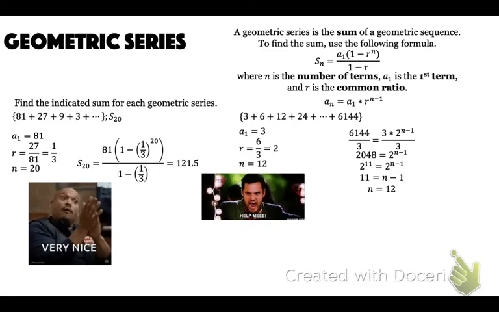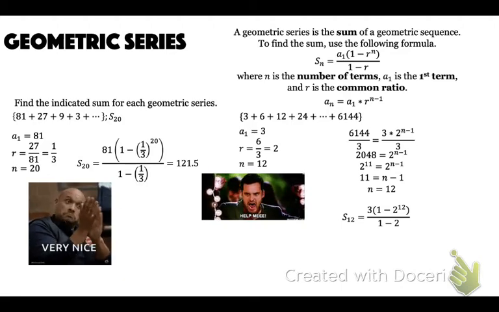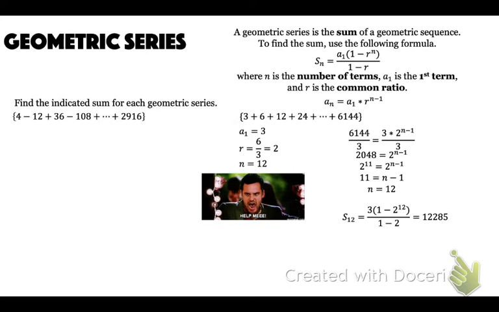I just did a whole lot of work to figure out what n was. And now I still need to go in and figure out what my sum is. But now I have everything I need for my sum. Okay, so S sub 12 equals 3 times 1 minus 2 to the 12th, all over 1 minus 2. Handy dandy calculator gives us 12,285. Cool? Okay, let's do another one.